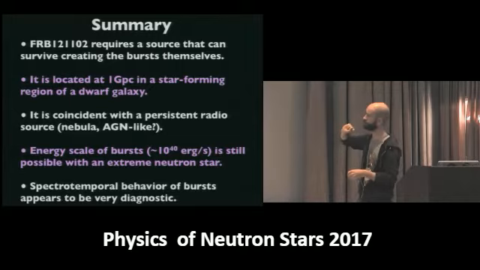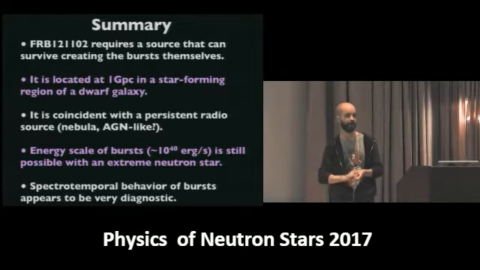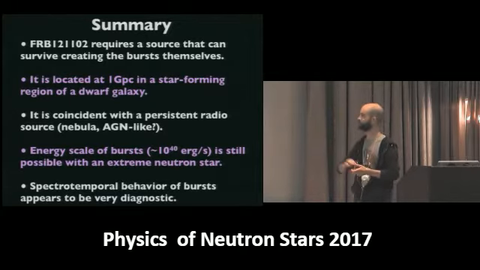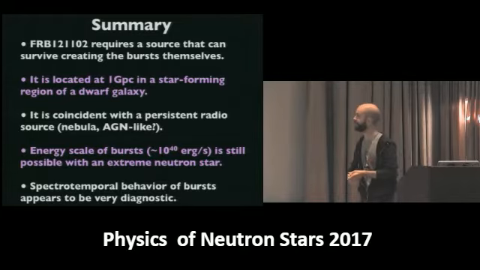I would say it's associated with a persistent radio source given the enormously tight constraint on the angular offset. This could be a nebula. Maybe Pat will jump up and say, how could it be a nebula? Because this particular source would have to be about 500,000 times brighter than the Crab Nebula, so that's challenging. Or it could be AGN-like. There are certainly models out there suggesting maybe if you had a neutron star interacting with an AGN, you could produce such electromagnetic bursts.